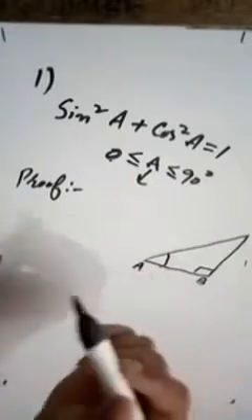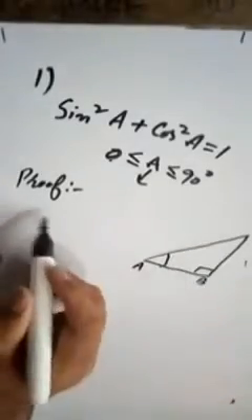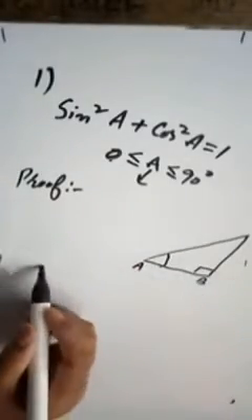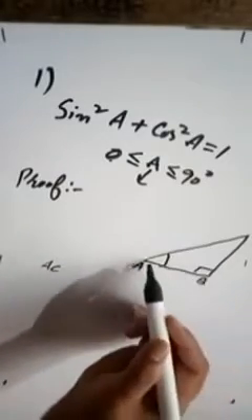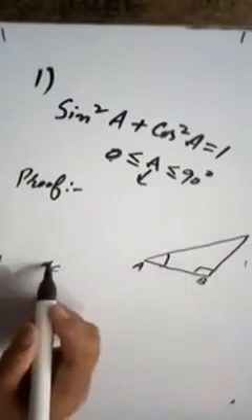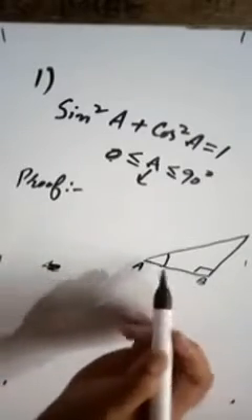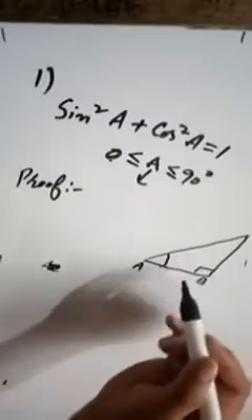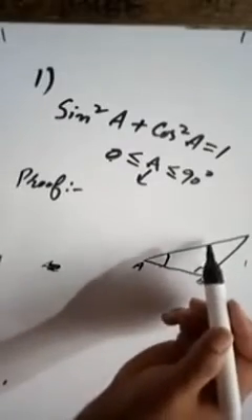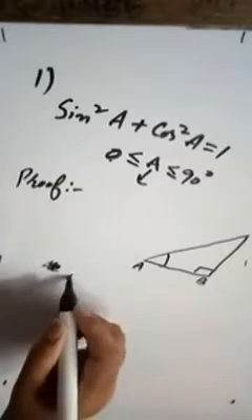Now in this very triangle, if you apply the Pythagoras theorem, what do I get? AC, the hypotenuse squared, equals base square plus perpendicular square. But I will write perpendicular first and then base: perpendicular square plus base square equals hypotenuse square, or whatever you like. Let me write the hypotenuse square.